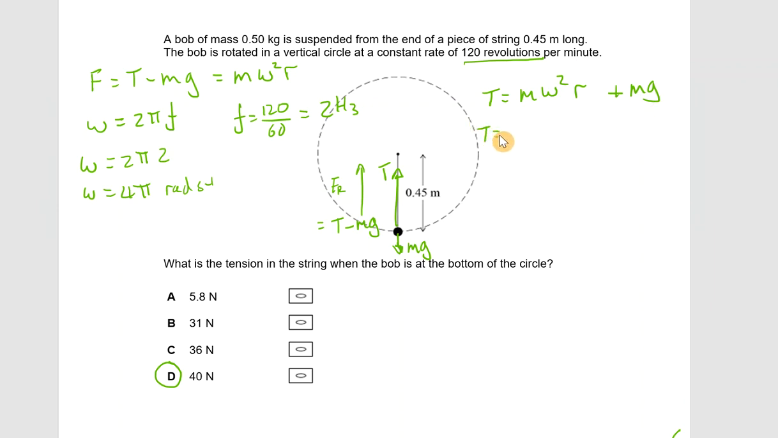So the tension is going to be equal to, we've got a mass of 0.5 kilograms. We've just calculated the angular velocity at 4 pi radians per second. The radius is going to be the length of the piece of string, which is 0.45 meters, and onto that we need to add the mass and the gravitational field strength multiplied. So 0.5 multiplied by 9.81. Okay, you put all that into your calculator and you will get an answer of 40 newtons.